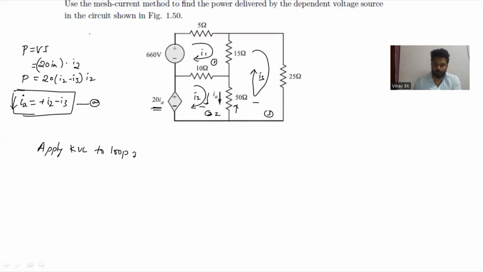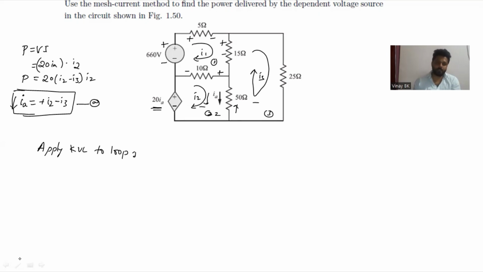So you just observe here loop 1. Before that, I'll mark the polarity. Already for the voltage source we have minus and plus. Through the resistor, it flows from plus to minus, and the direction is clockwise, so this is plus minus, plus minus. Similarly, plus and minus.